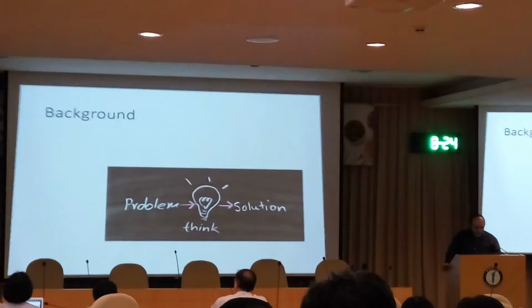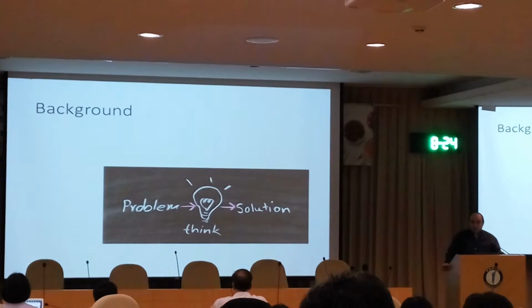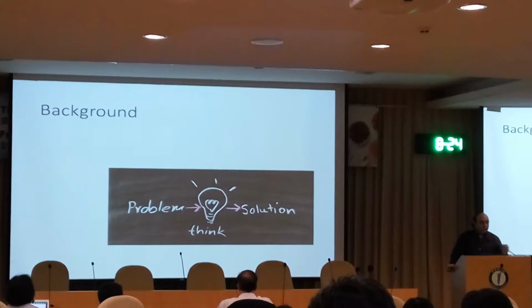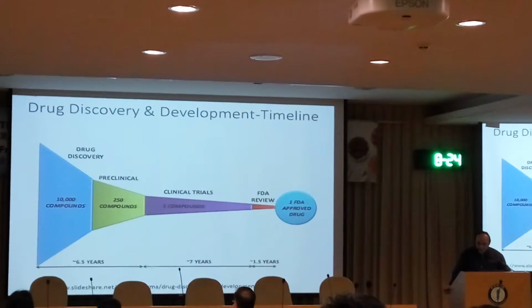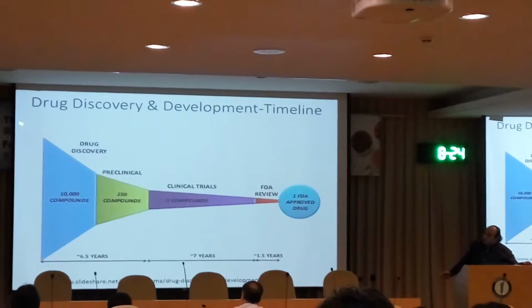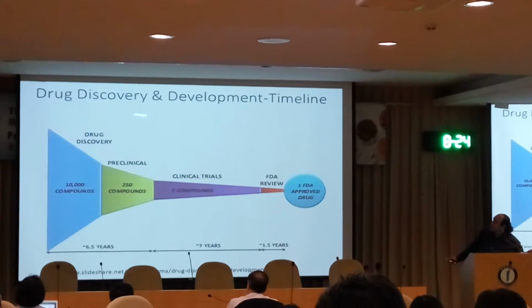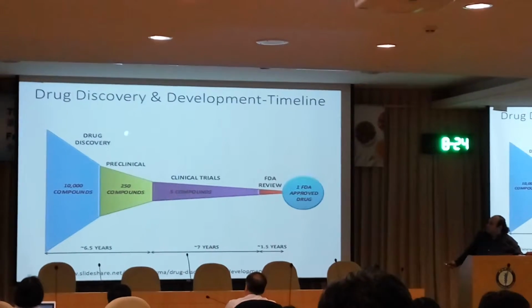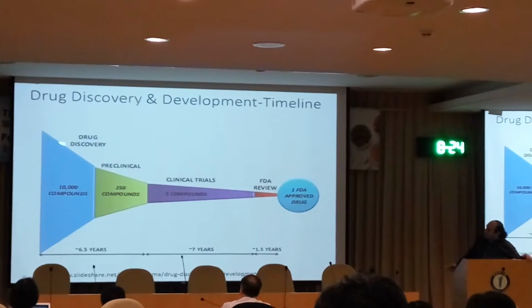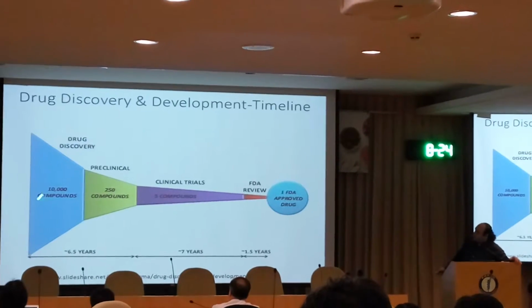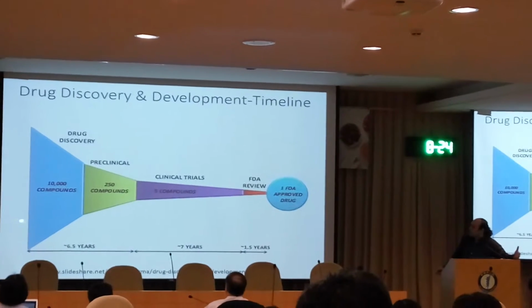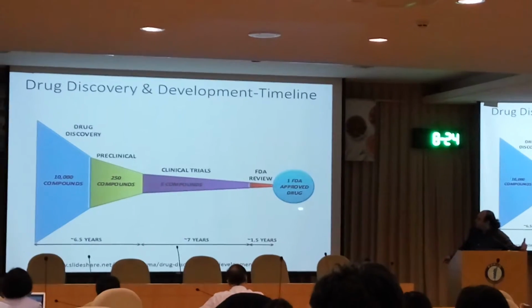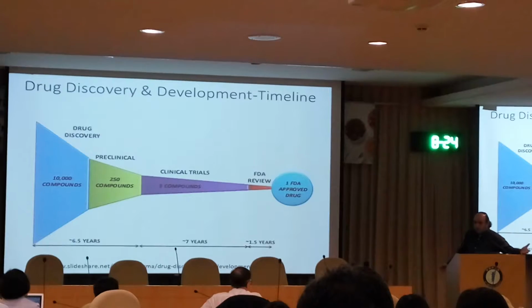So first, about the background part, let me give a brief introduction about some problems that face drug development. If we take a quick look at the timeline of drug discovery and development, it looks like a pipeline like this. Usually we start with about 10,000 compounds, and after 15 years it ends up as only one approved drug.